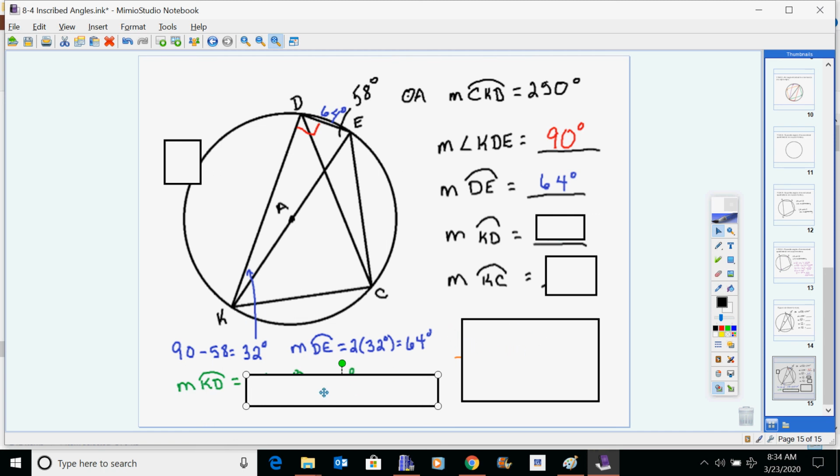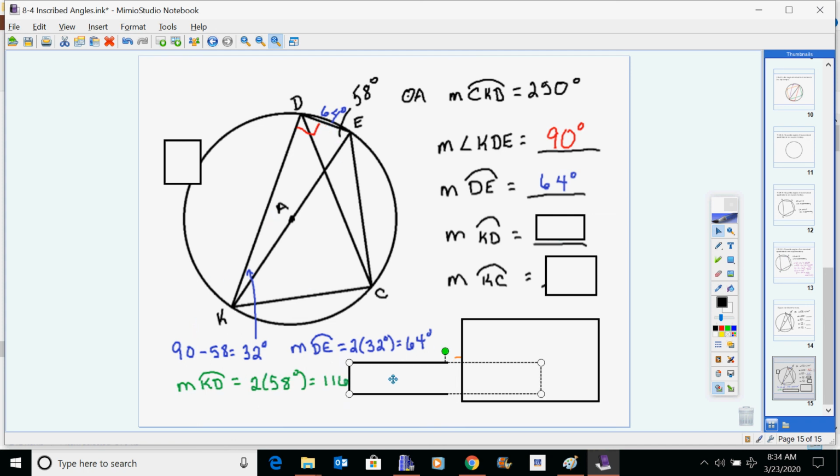But another way of thinking about that would be if you took 2 times 58, because we also have an inscribed angle here. And that gives you 116 degrees. It gives you 116 degrees by taking 2 times 58. It also gives you 116 degrees by thinking about the half circle. 180 minus 64 would also give you that same 116 degrees. So 116 degrees is your arc KD, either way you choose to look at it.